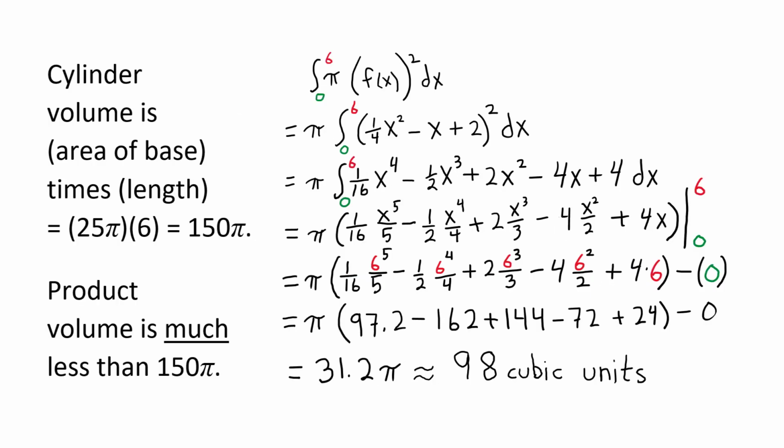Compare this to the estimate. We determined that the volume was definitely less than 150 pi and appeared to be a lot less. A volume of 31.2 pi fits that description. When our calculation agrees with our estimate, we can have more confidence in our results.